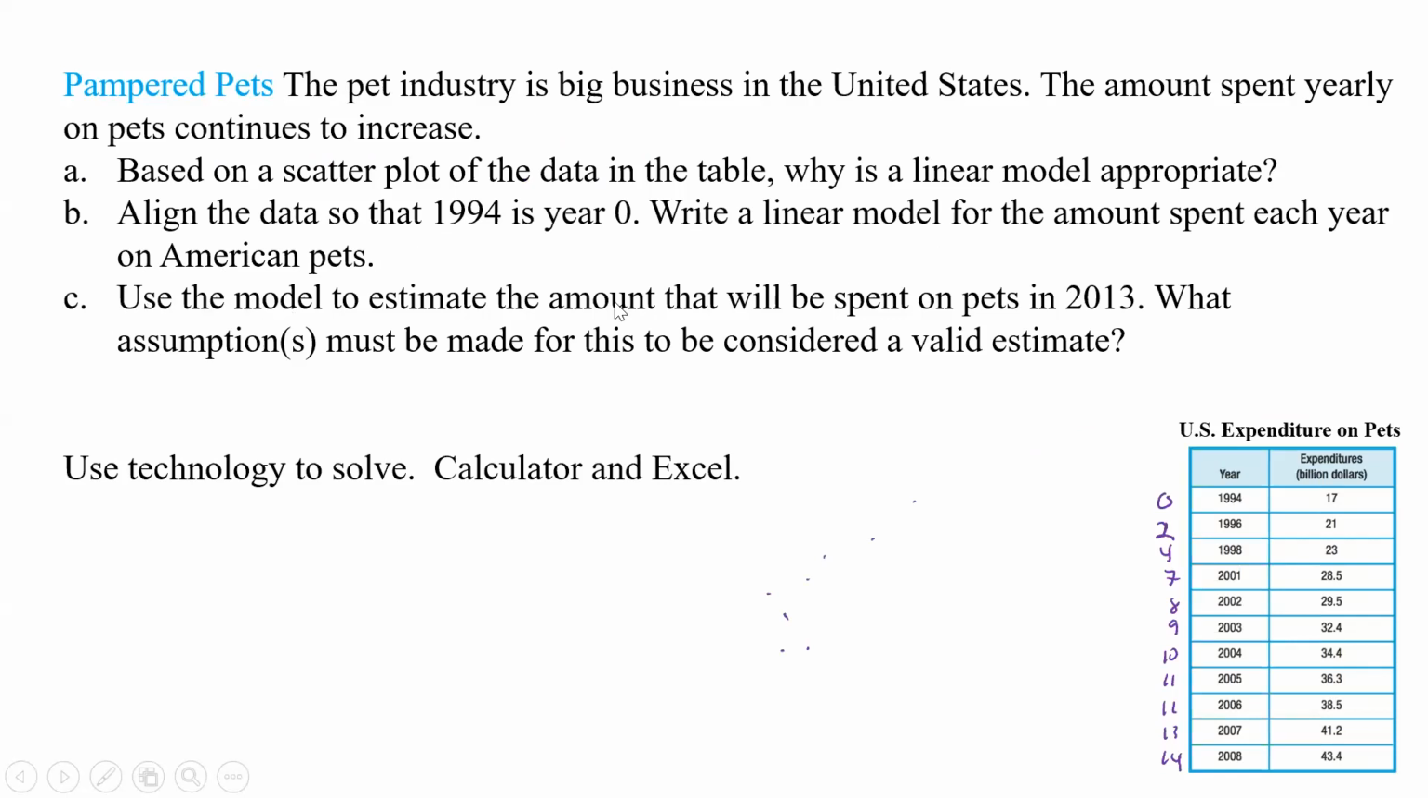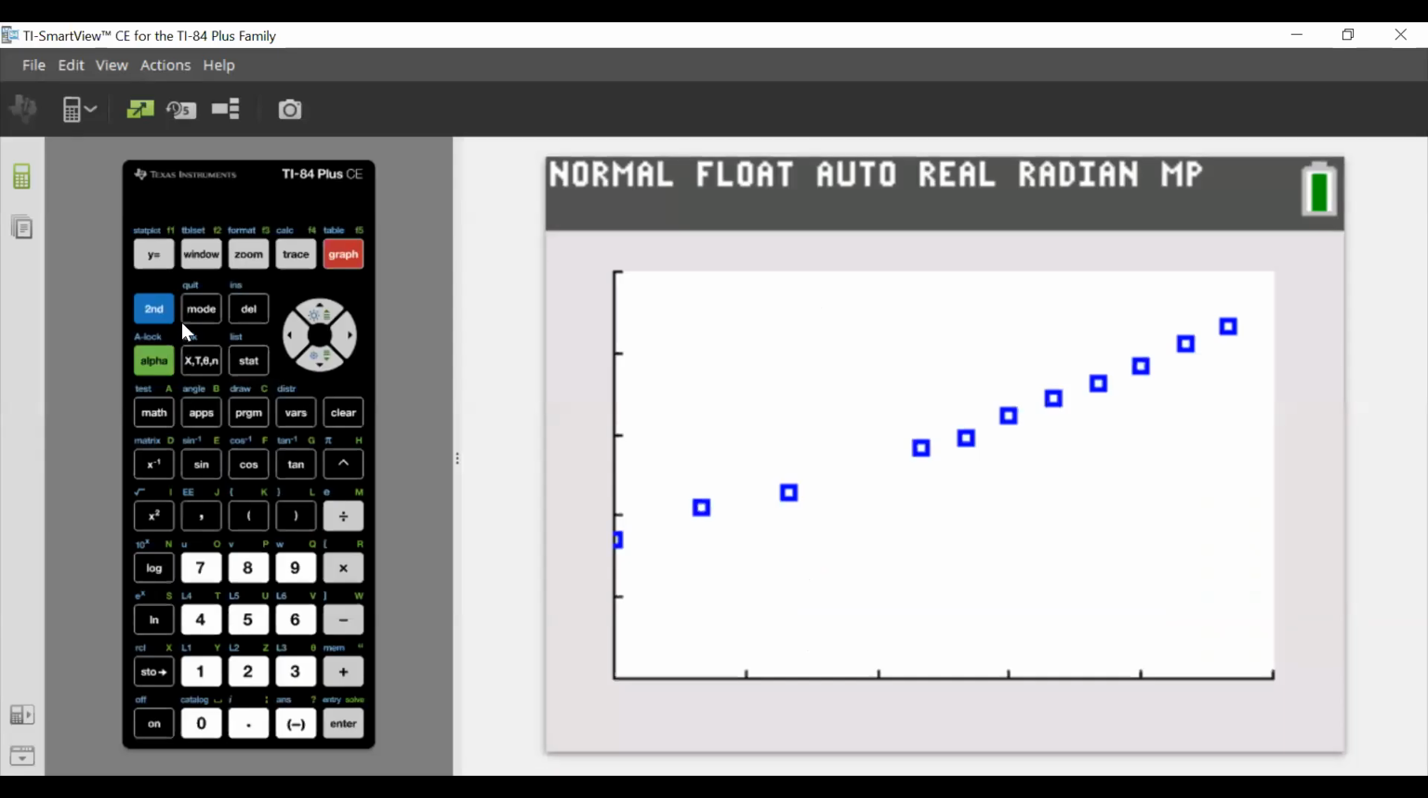Now, we're going to use the model to estimate the amount that will be spent on pets in 2013 and what assumptions must be made for this to be considered a valid estimate. Well, 2013, that's beyond our data. So this is going to be an extrapolation. Because it's an extrapolation, we're going to have to assume the model continues on in the same fashion past 2008. If it doesn't go on like that past 2008, that's going to be the issue that we run into, that we don't know if it's true or not. So that's our assumption.